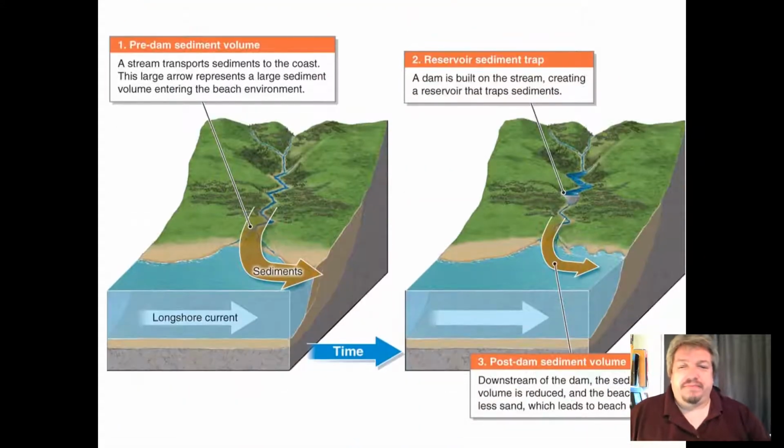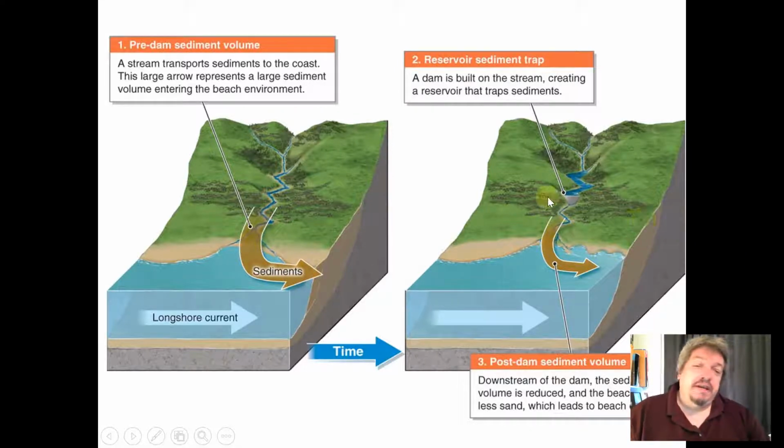Here's what happens. Here you have your normal, happy, everyday stream. Ain't hurting nobody, doing its own darn thing, dropping off sand here in this bay. And the longshore current takes that sand and deposits it over here and builds up this beach. Okay? But what happens if we change that?